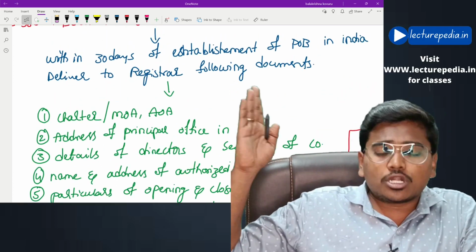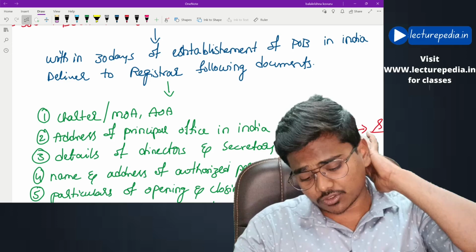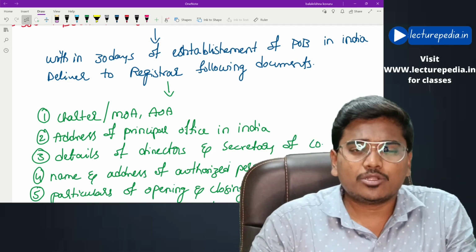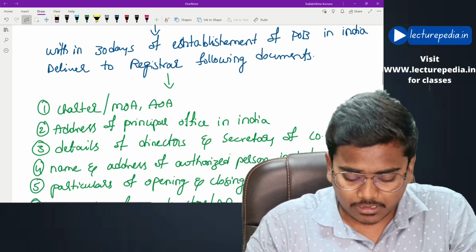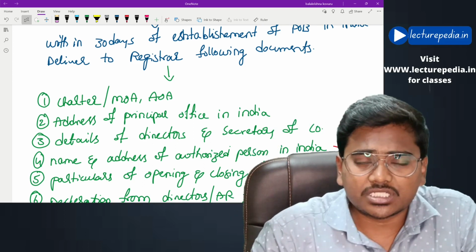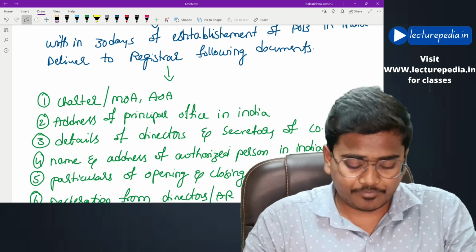charter or memorandum of association and articles of association. In some countries, this MOA and AOA will be known as charter. So, whatever is applicable to you, you deliver either the charter or the memorandum of association or articles of association. That is the first document.